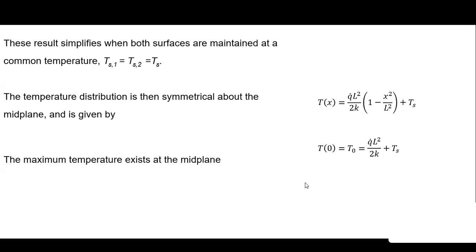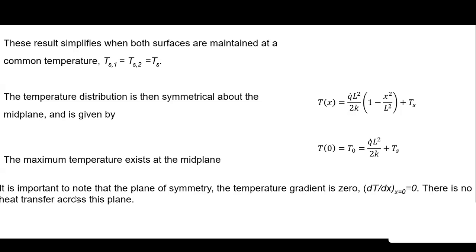So this is how we can find out the different types of temperatures and the heat fluxes at the location. It is important to note that at the plane of symmetry, the temperature gradient is 0 at x equal to 0, and there is no heat transfer across this plane. That's why we are saying that the maximum temperature exists at the mid plane.